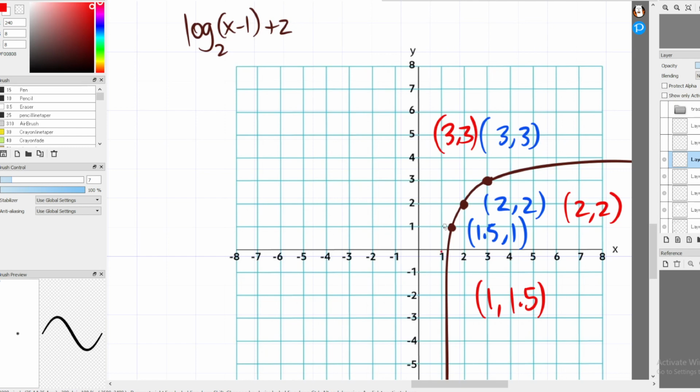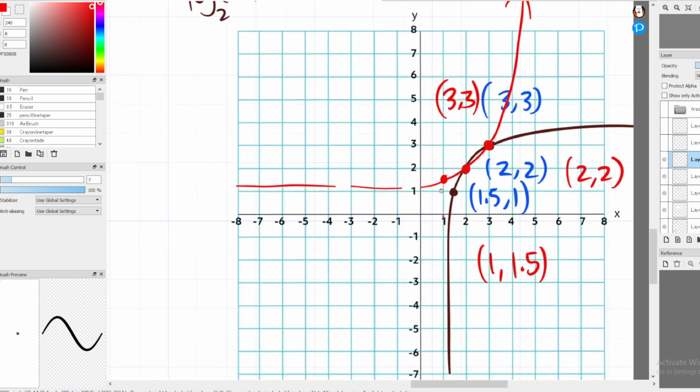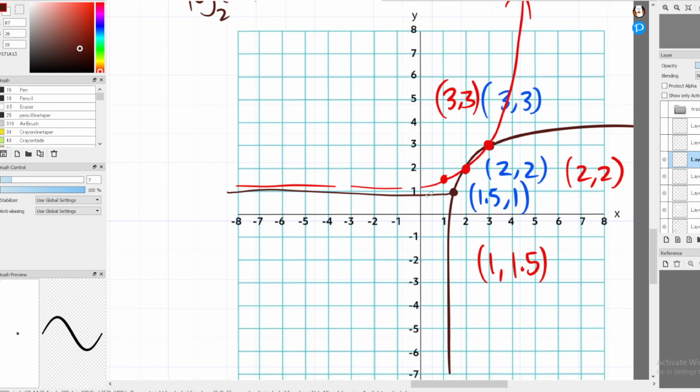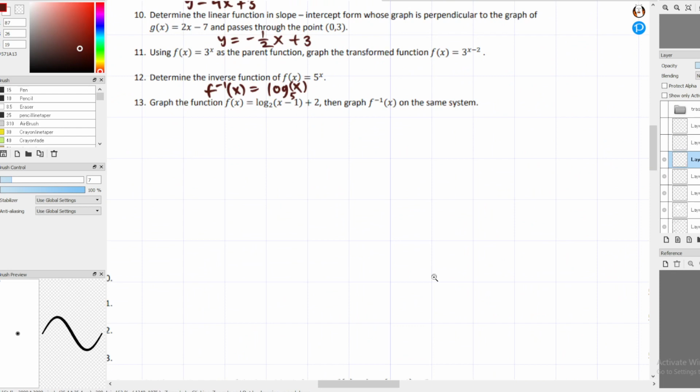So we go to 1 and then 1.5. And we go to 2, 2. And that's 2, 2 and then 3, 3. And our new guy would look something like this. It might be useful to know that because we have an asymptote of x equals 1 on our original logarithmic function, we'll have one of y equals 1. So it will never cross 1 with our exponential function. And that would be the answer for 13.